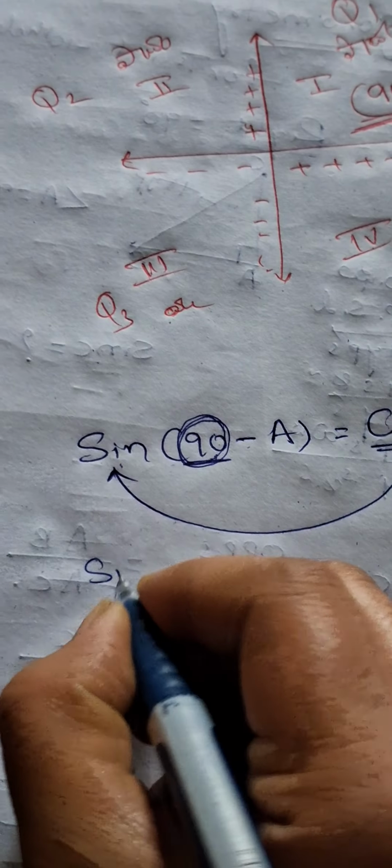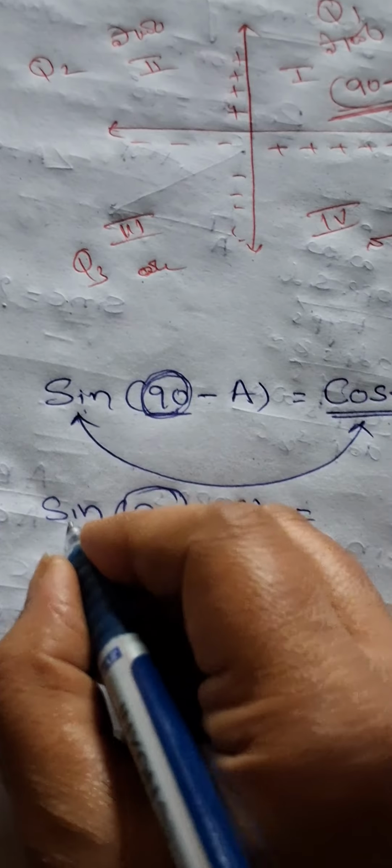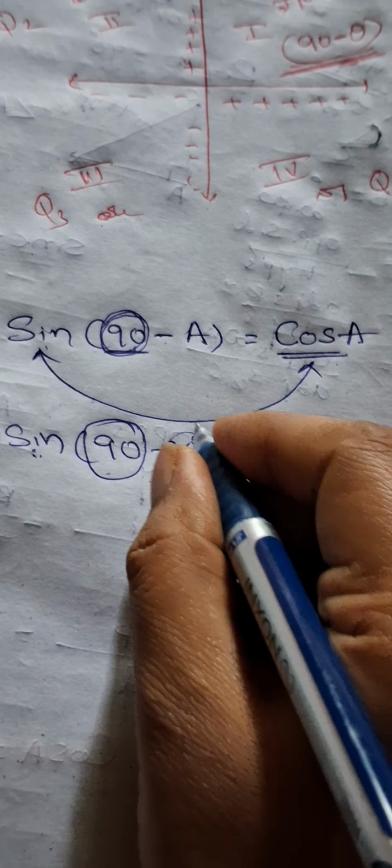For better understanding, if you have sin 90 minus 30, what do you have to write? First you have to see that 90 is there, so you have to change sin. Sin converts into cos, and 30, whatever is there, you have to write it. And don't write the minus again. No need to write. Is it okay?